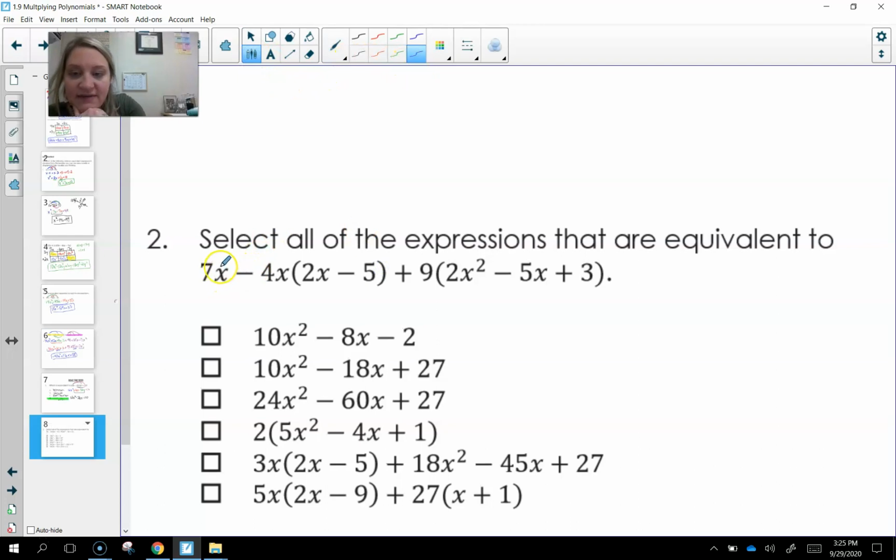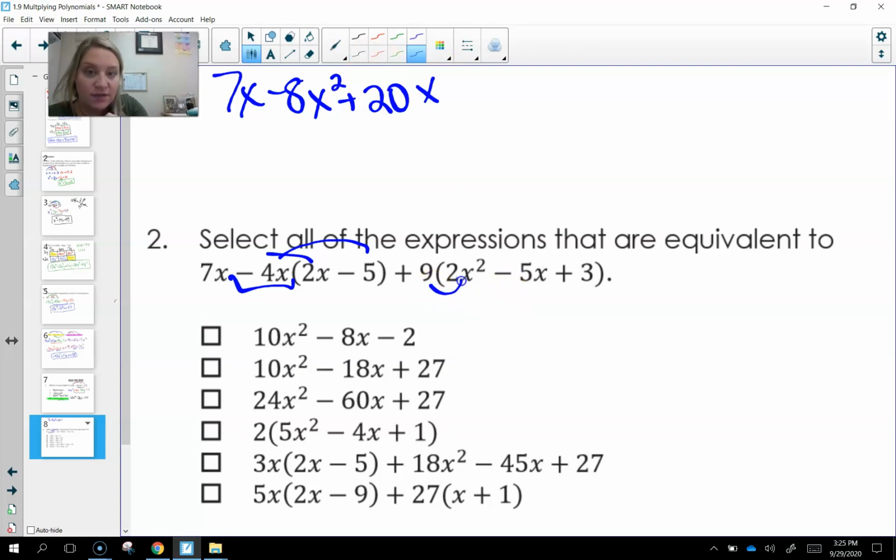Okay, so 7x minus 4x times 2x minus 5. Okay, I have to distribute negative 4x to both of those pieces. So that becomes 7x. Negative 4x times 2x gives me negative 8x squared, all right? Negative 4x times negative 5, well, negative times negative gives me a positive. That'll be 20x.